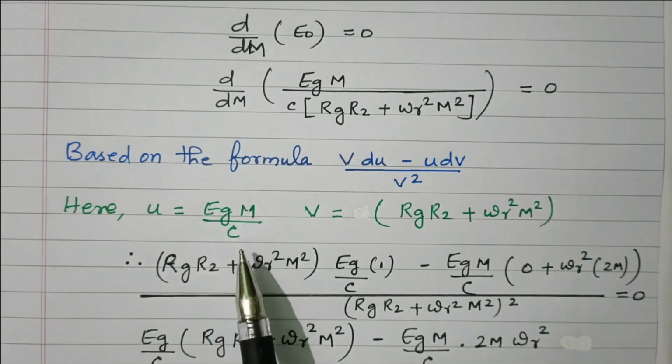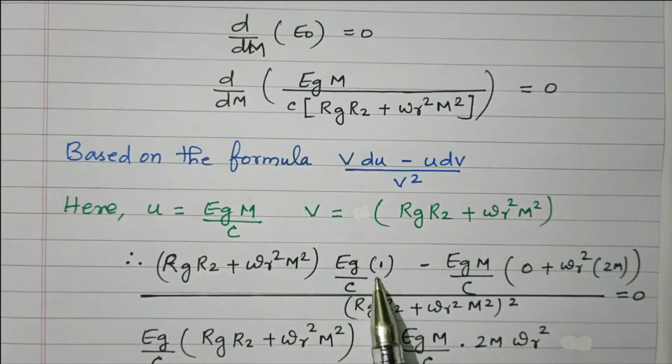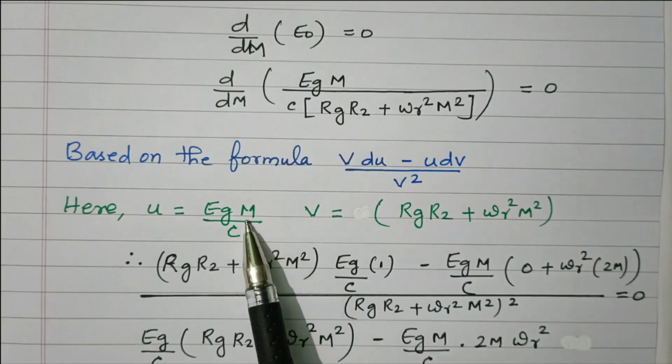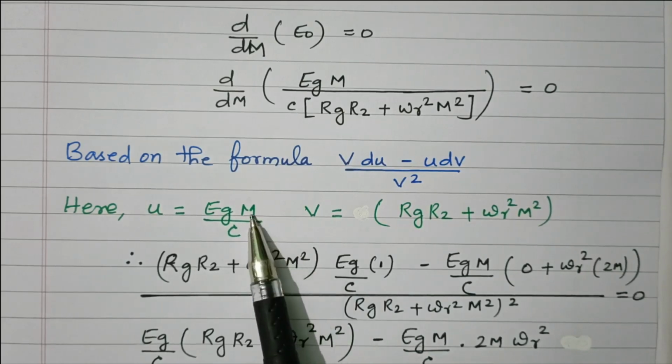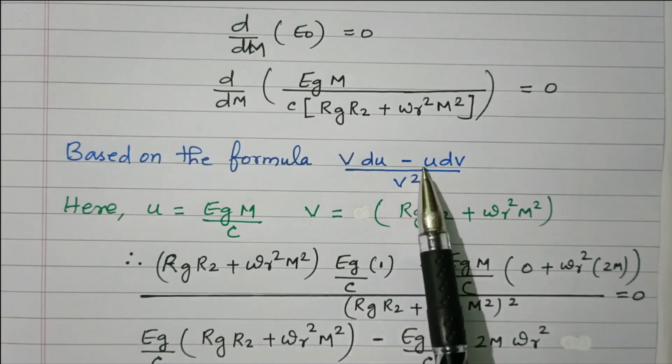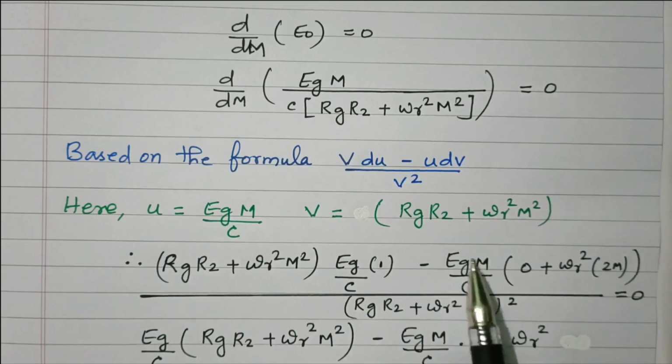So M divided by C; while differentiating, dM is equal to 1. Differentiation of x is dx, and the integral of dx is x. Similarly here, the differentiation of M is 1. So Eg divided by C into 1, minus u. The term u is substituted as it is.